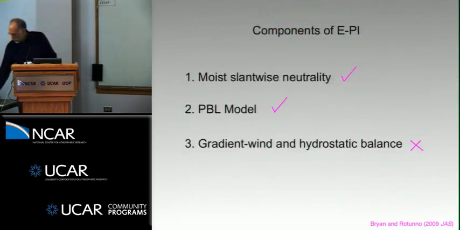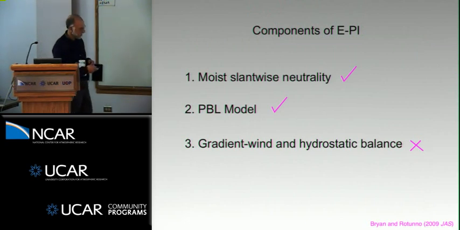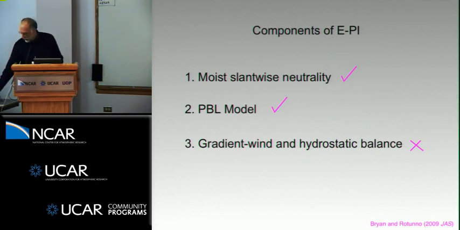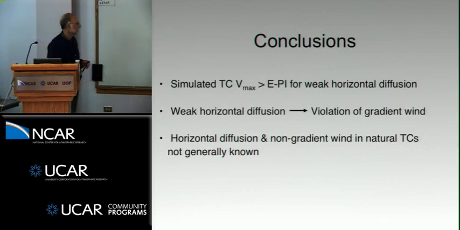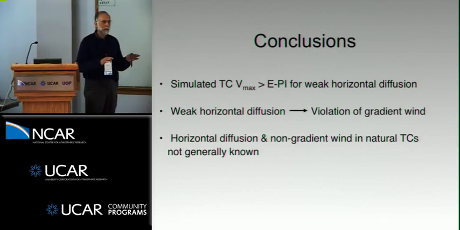So in conclusion, we basically checked out these three components. Moist slantwise neutrality doesn't seem to be an issue. The PBL model doesn't seem to be an issue. The main issue is the departure from gradient wind balance in the numerical model. Now, that's not to say that the numerical model is right or wrong, that's not to say that the numerical model is closer to nature. In nature, we don't know what the effects of horizontal diffusion are. What we do know from this study is that the simulated Vmax is bigger than the theoretical upper limit in cases where there's weak horizontal diffusion, and the weak horizontal diffusion seems to give rise to a violation of gradient wind.